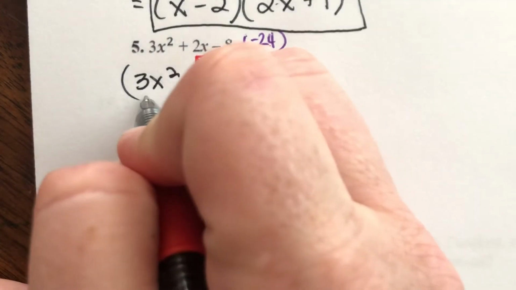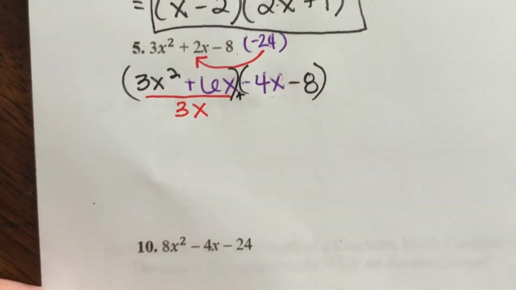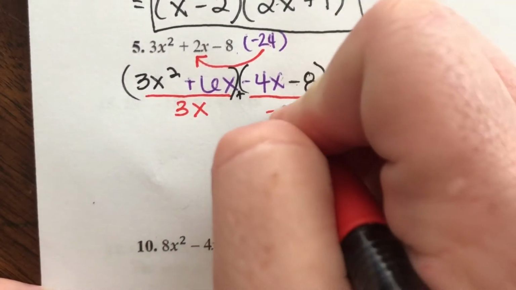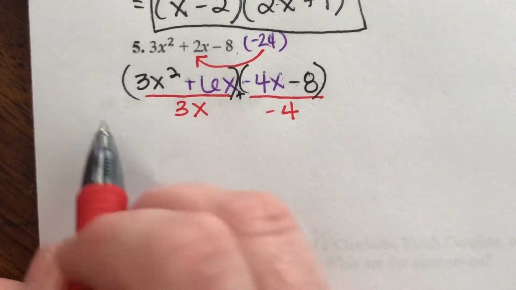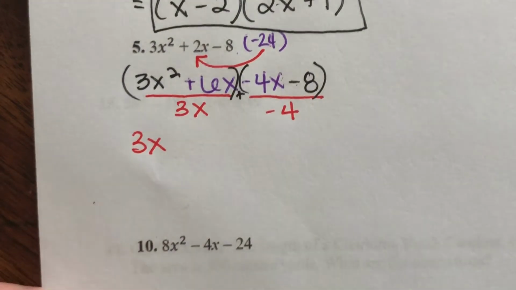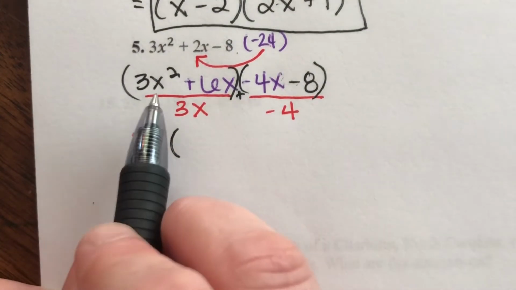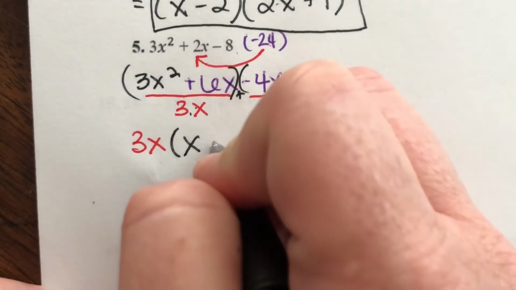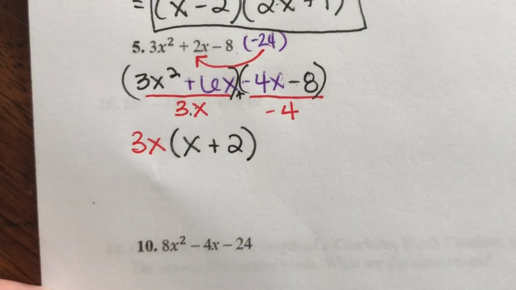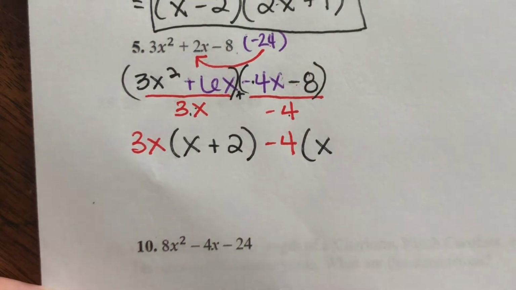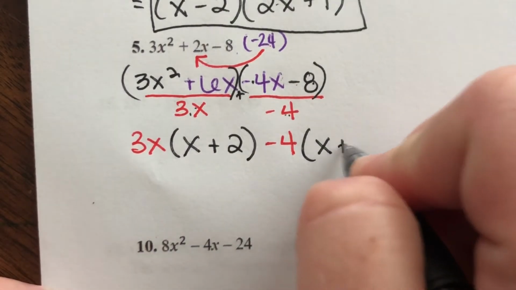And I can divide this first group by 3x, and I can divide this side by 4, but I also want to change my signs, so I'm going to divide by -4. So then I rewrite this in front. What I divide by goes in front, 3x, and everything left over after I divide goes in parentheses. 3x squared divided by 3x is x. 6x divided by 3x is 2. Then I've got this -4. And then -4x divided by -4 is just x. -8 divided by -4 is +2.